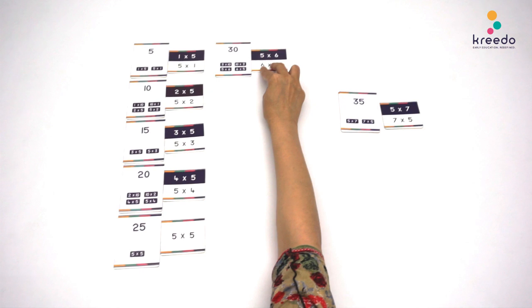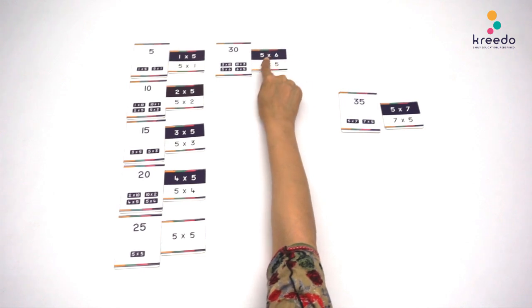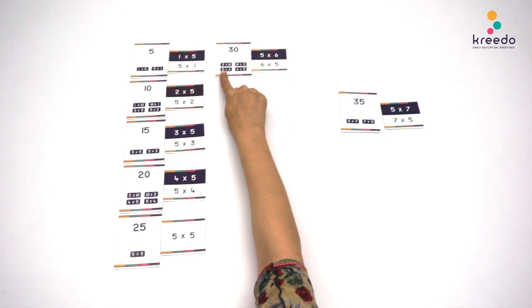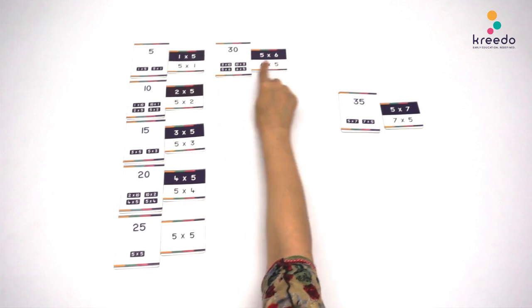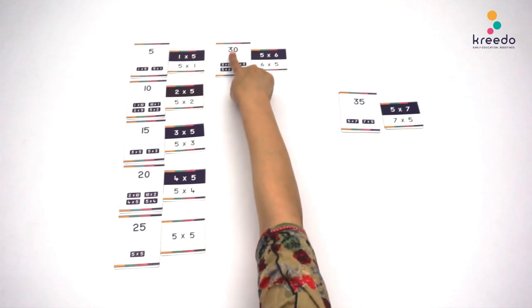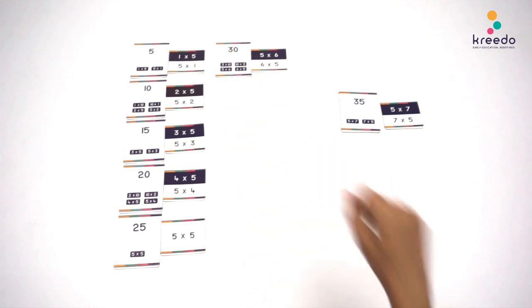Pair the next big card and small card in front of the child. Point to the table on the small card, followed by the same on the big card, and say 5 into 6. 5 into 6. 6 into 5. 6 into 5 is 30.